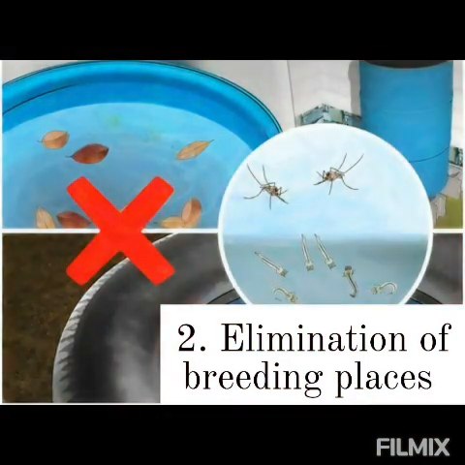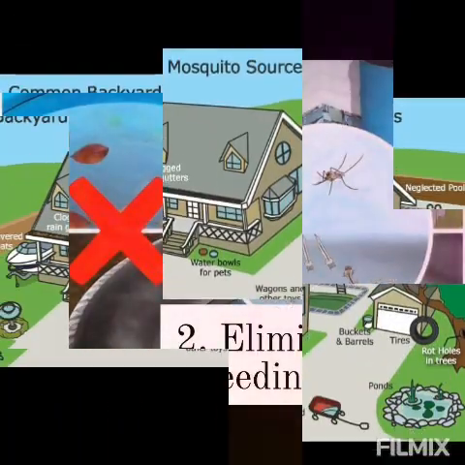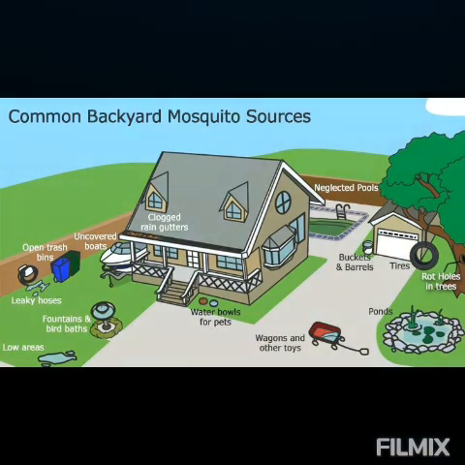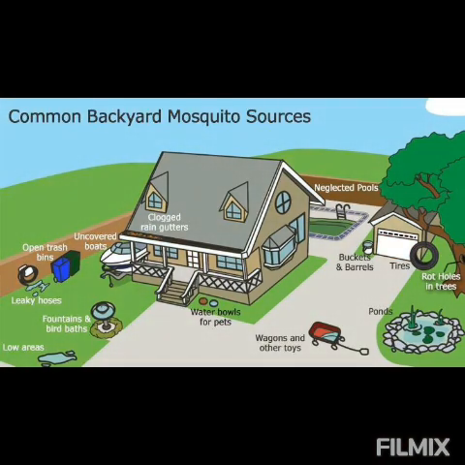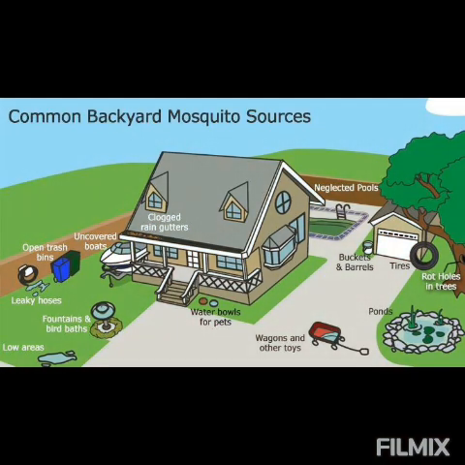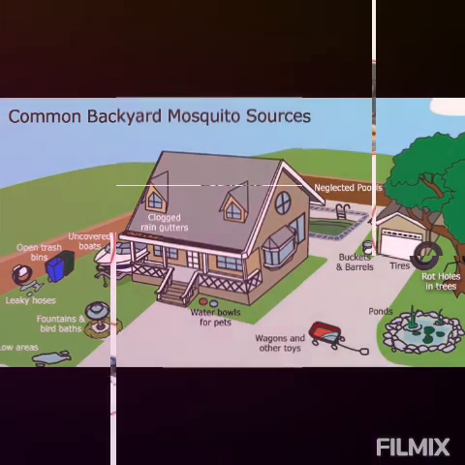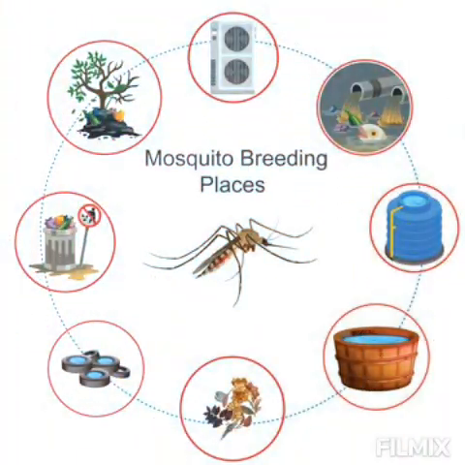Domestic spaces can be largely controlled by eliminating receptacles that hold water such as tin cans, buckets, cisterns, barrels, etc. Bushes and shrubs should be cleared off. Open drains should be closed or made underground.